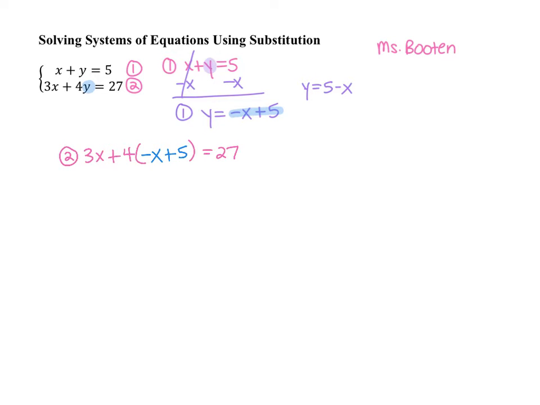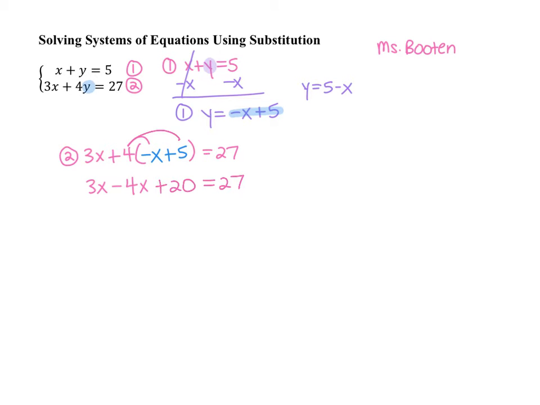Okay, now you see parentheses, so we know we have to use the distributive property. So 3x, and then we're going to distribute a positive 4. Make sure you pay attention to whether it's a positive or negative number here. So positive 4 times negative x is negative 4x. So I'm just going to write minus a positive 4x. And then 4 times 5 is positive 20, so we're adding a positive 20 equals 27.